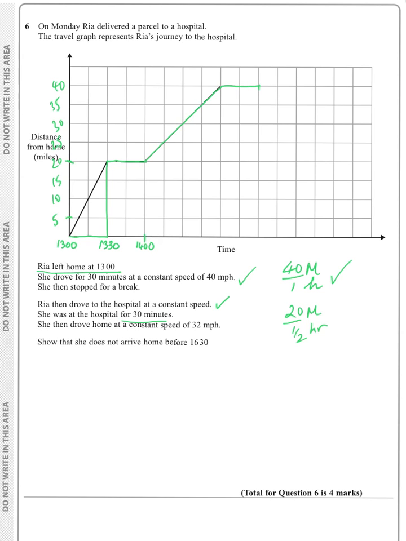So let's look at our scale so far. So 13, 13:30, 14, 14:30, and then 15, 15:30, and then 16, and then 16:30. So it says she then drove home at a constant speed of 32 miles per hour, show that she does not arrive home before 16:30. Well, I think what I would do here is I would assume that I've got home at 16:30 and then work out what speed that would have to be and see if it tallies with what we're given.